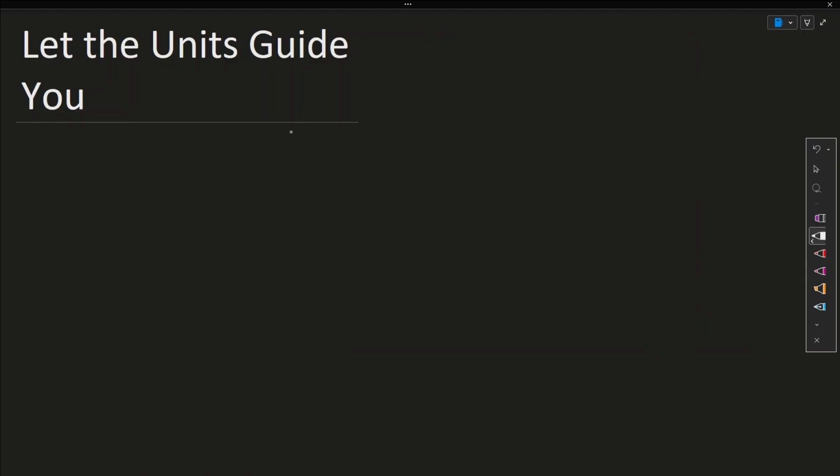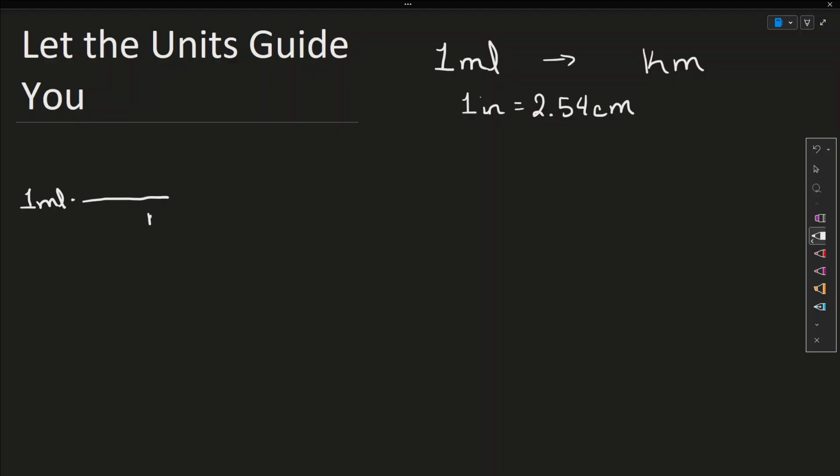Now, let's repeat this for another example. We have 1 mile, and we want to convert this to kilometers. Once again, we're going to use the fact that 1 inch is equal to 2.54 centimeters. And this time, we'll build it in a chain. We start with 1 mile. We want miles to cancel, and so we can put feet on the top. 1 mile is 5,280 feet. Now my miles units cancel, and I'm at feet.